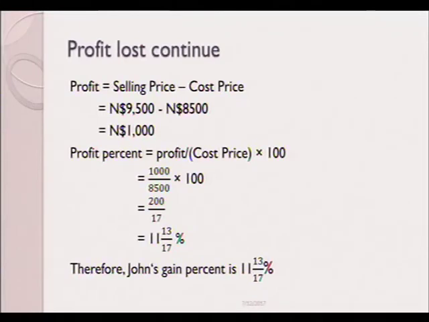Now, profit is equal to selling price minus cost price. That is how you do the calculation. That is 9,500 minus 8,500, which gives you $1,000. Profit percentage is equal to profit divided by cost multiplied by 100. That is the percentage they are looking for. So the profit he made is 1,000, and you divide that by 8,500 and multiply by 100, and you get an answer of 13 over 17%. So therefore, John gained a percentage. They are looking for the percentage, not the money. So you need to give it in percentage, and that is the percentage that he gained.